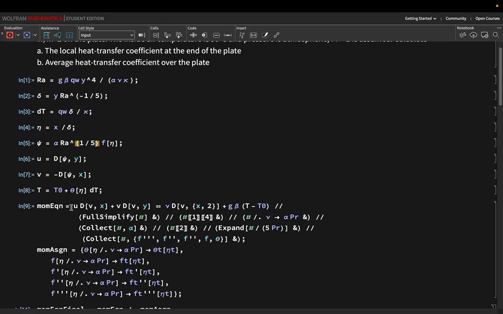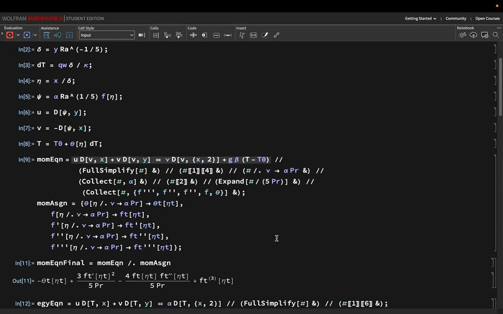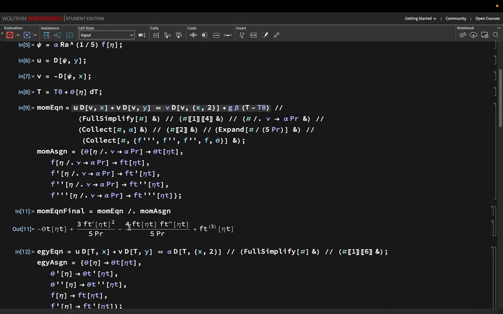Once you substitute that into the momentum equation, which is u times del v del x plus v times del v del y equal to nu times del squared v del x squared plus g beta (T minus T naught), and then do some simplifications, I just take some terms together and divide by the Prandtl number. These are some kind of assignments. Then this is the final equation I will be getting. This equation is not shown in the slides directly, but you can look up any reference textbook, say by Bejan or Sadek.